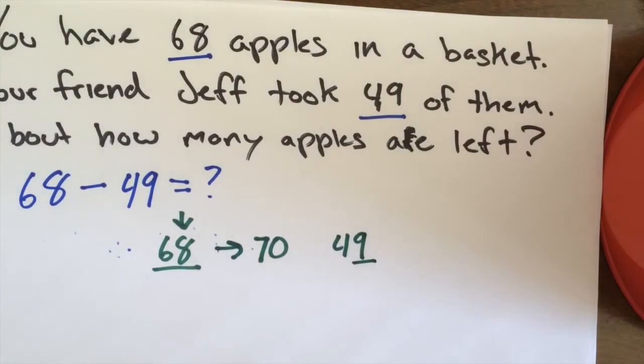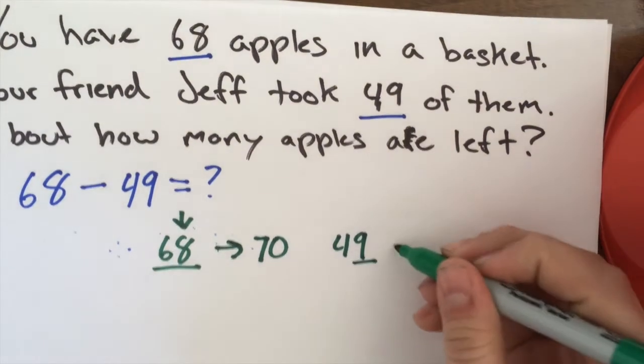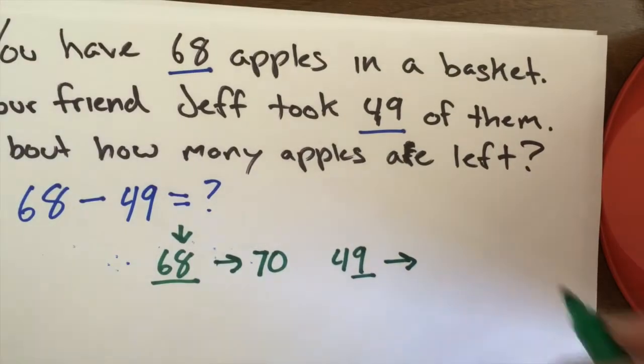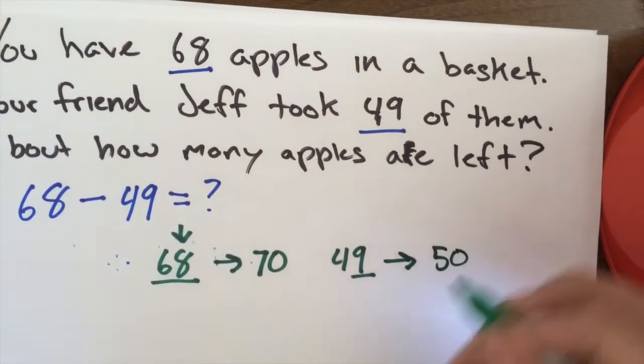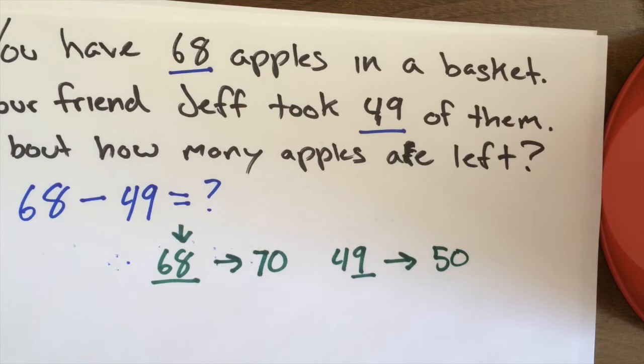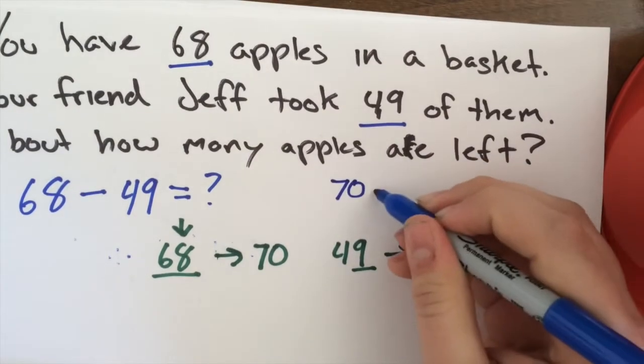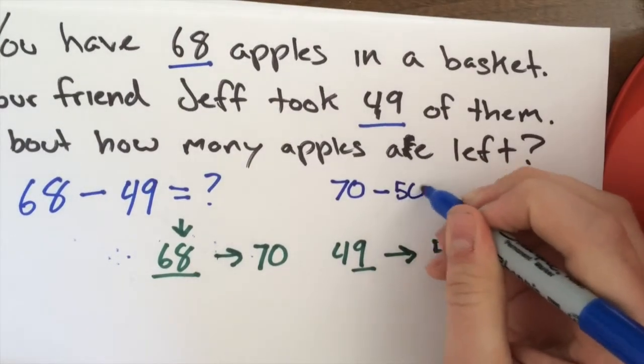This number ends in the number 9. That is also between numbers 5 through 9, meaning you're going to round up to the nearest 10, which in this case is 50. So our new problem is going to be 70 minus 50.